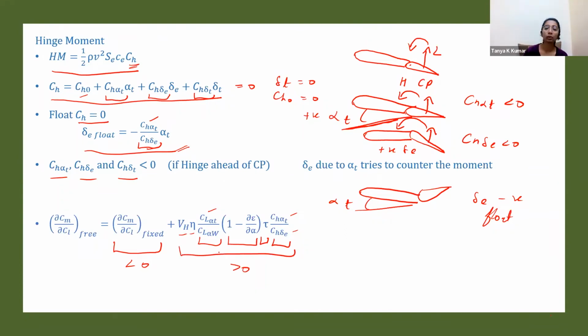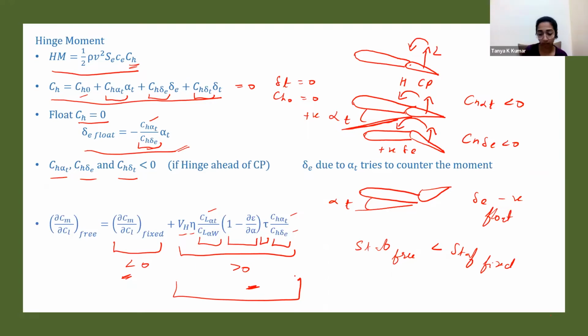We know that anything that contributes towards a positive DCM by DCL is destabilizing in nature. The first term is stabilizing in nature, it's less than 0, and this is a positive quantity that is destabilizing. So what we know from this is that the stability of the stick free case is less than the stability of the stick fixed case, because it has a positive quantity. This term contributes towards a destabilizing effect, so the stick free case has a destabilizing component.